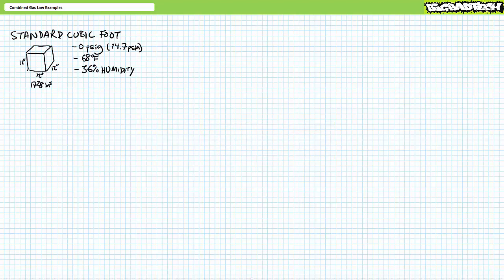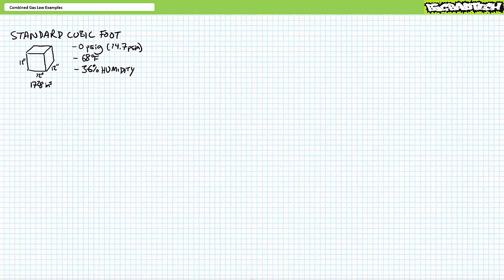Before we head into the illustrated examples, a quick review of the combined gas laws. You'll no doubt recall certain conditions define the standard cubic foot of air, notably a temperature of 68 degrees Fahrenheit, a relative humidity of 36%, and atmospheric conditions at sea level, i.e. 0 psi gauge or 14.7 psi absolute. Only in these conditions will a standard cubic foot of air occupy 1 cubic foot of volume, being a cube 12 inches high, 12 inches wide, and 12 inches deep, or 1,728 cubic inches.